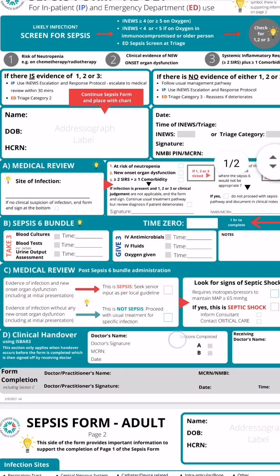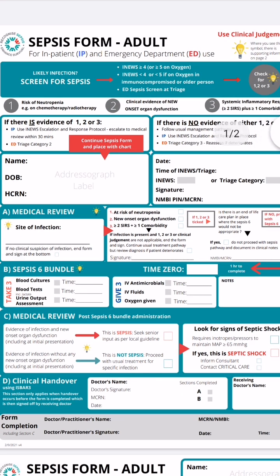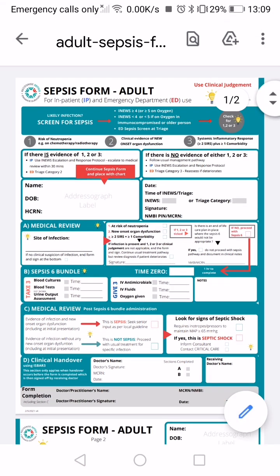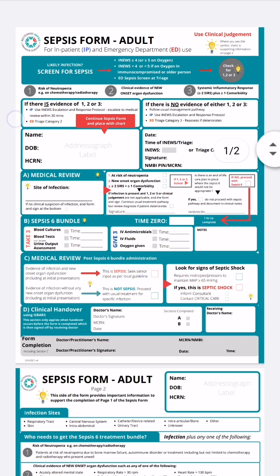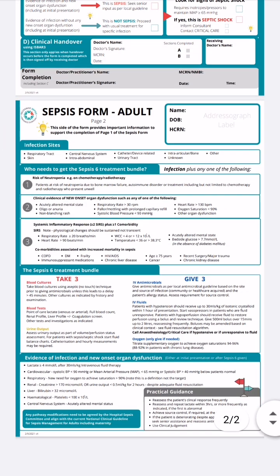HSE based document. Alright, so this is all from my side. I have described the HSE based sepsis form and the description of this sepsis form.